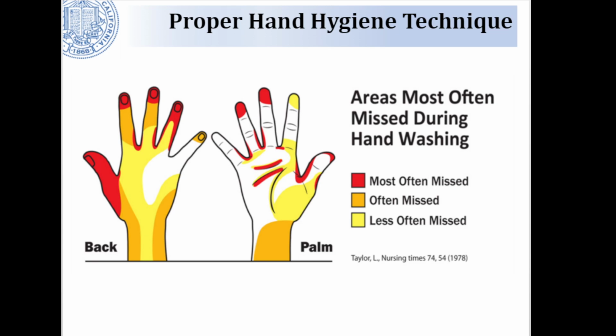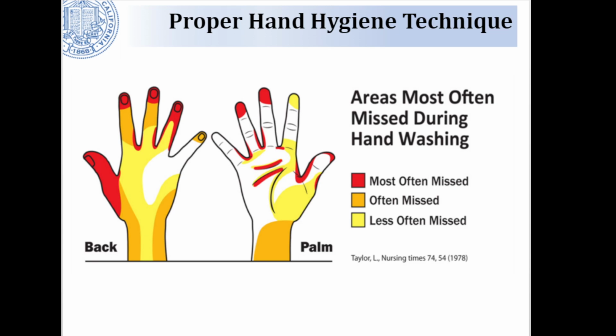Washing your hands properly is the most effective way to reduce the spread of disease in the workplace. When should you wash your hands? Whenever they are dirty, whenever they become contaminated with blood or OPIM, before eating, after using the restroom, and every time you remove your gloves. The schematic here shows areas that are commonly missed during a typical hand washing.